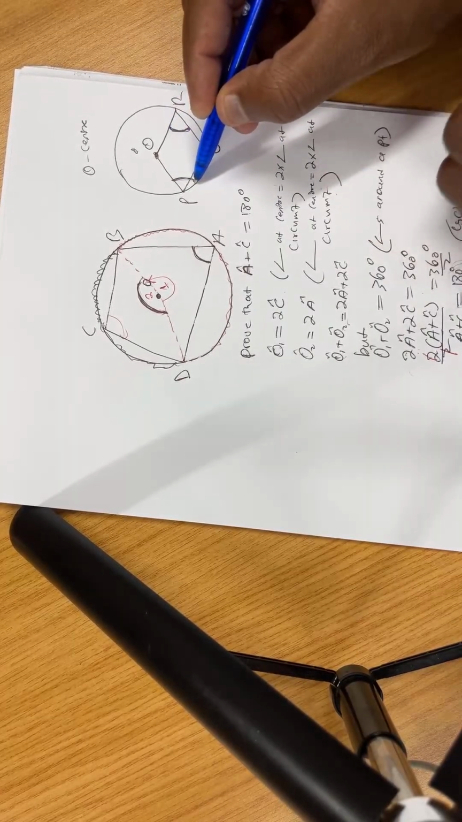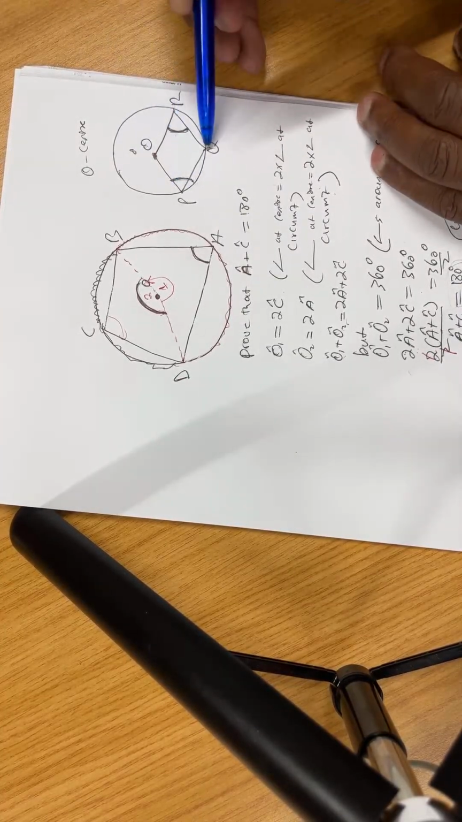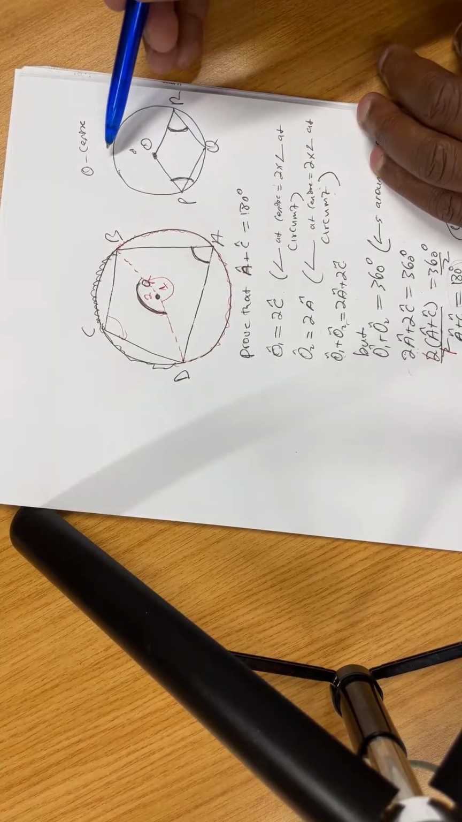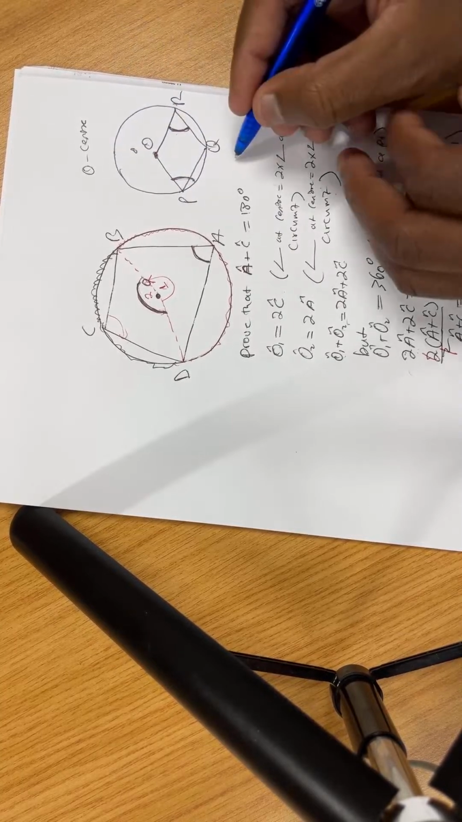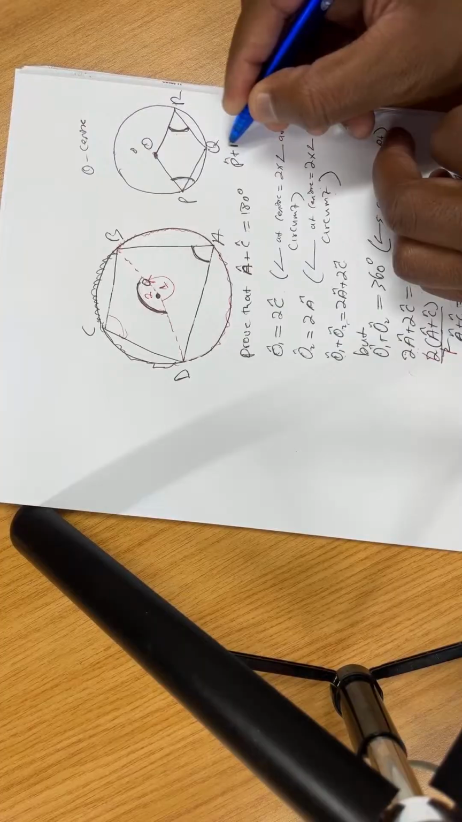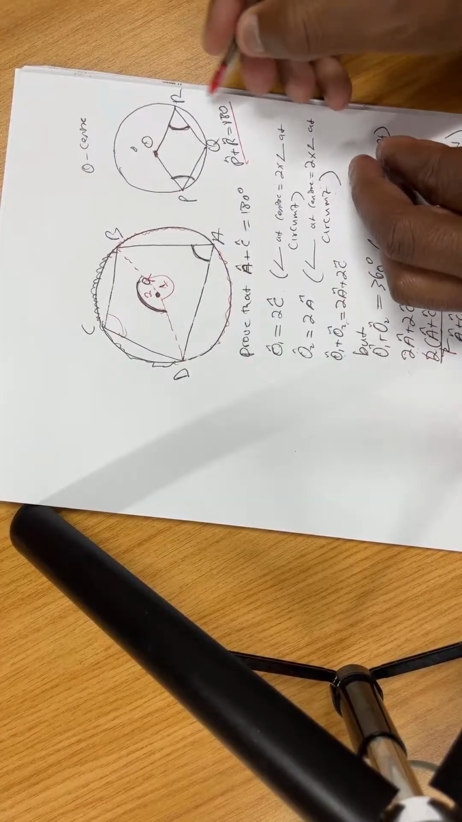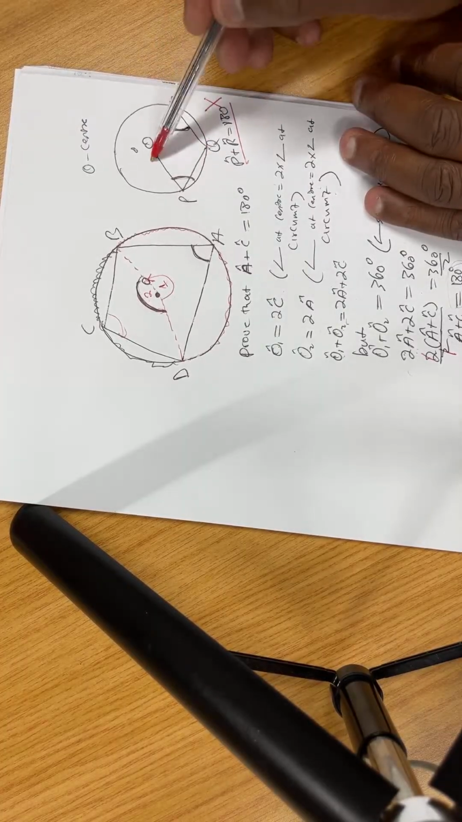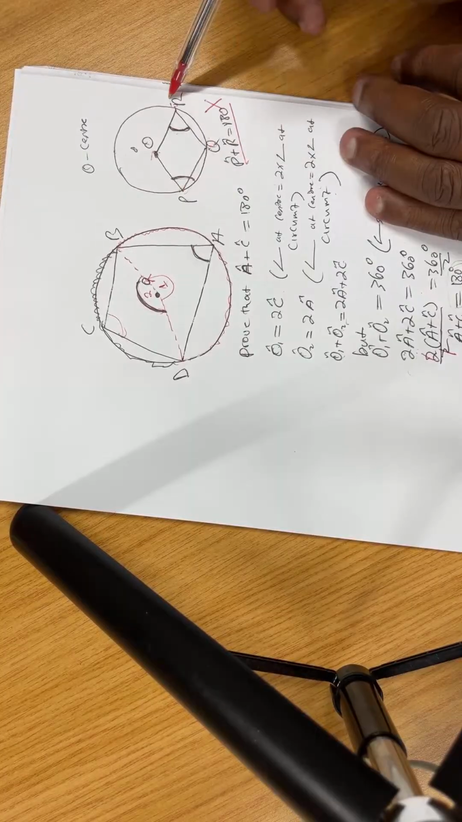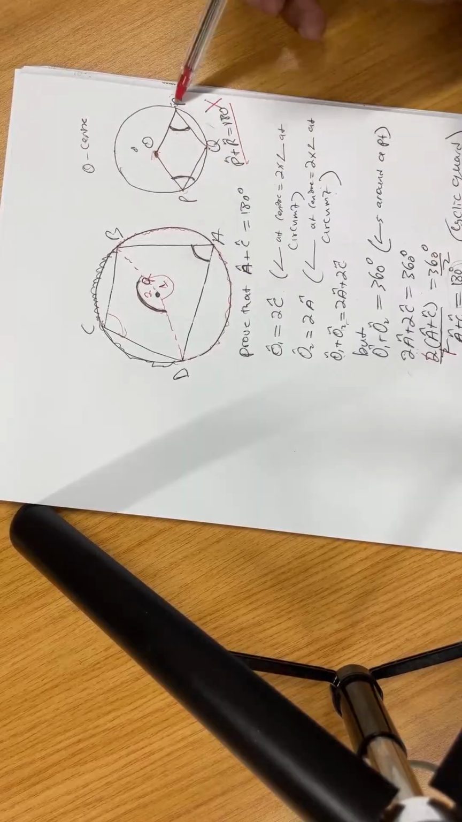You cannot say that. We have a cyclic quadrilateral if all the points lie on the circumference. In a cyclic quadrilateral, all the points lie on what? On the circumference. So to say angle P plus angle R is equal to 180 degrees, this is wrong. This is wrong, because only 3 points are on the circumference, but O is at the center. Therefore, it does not form a cyclic quadrilateral.